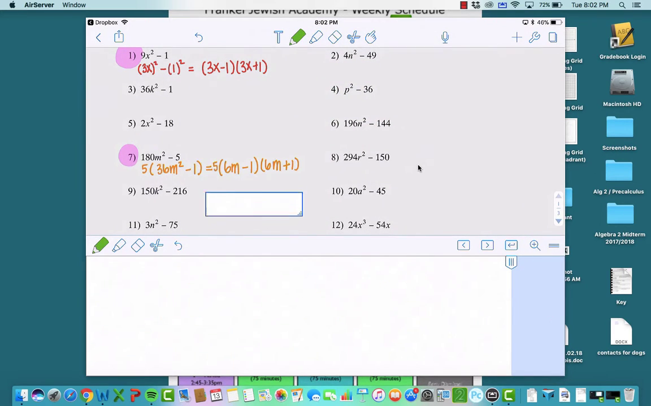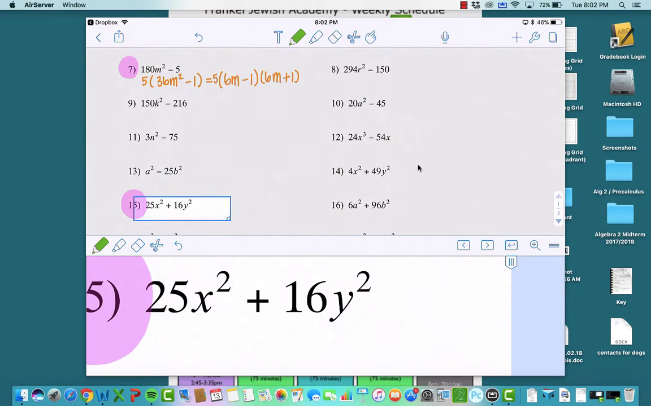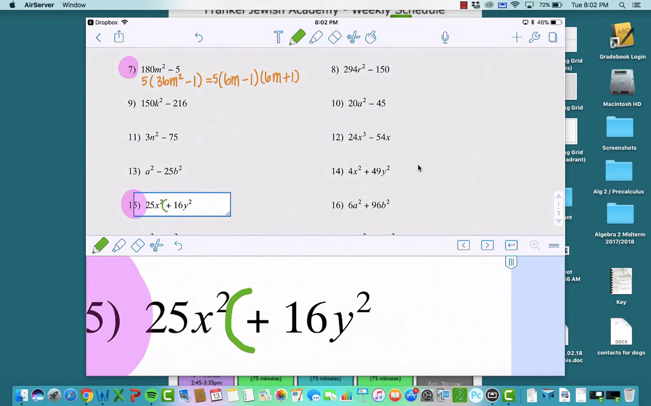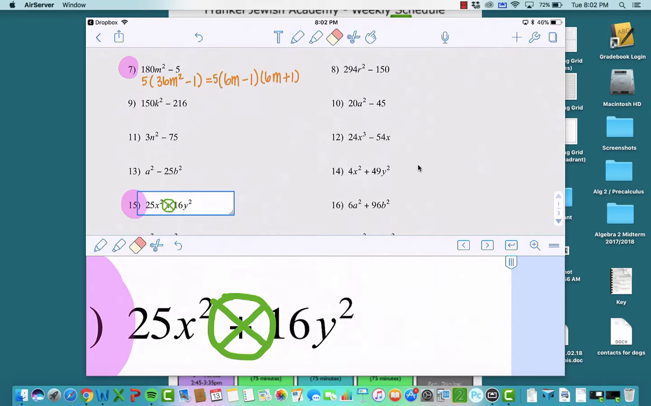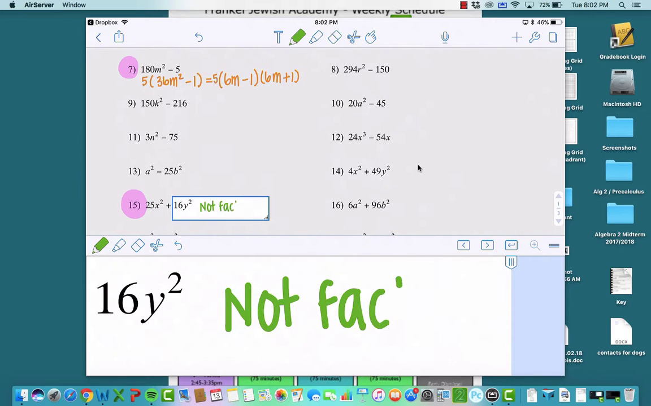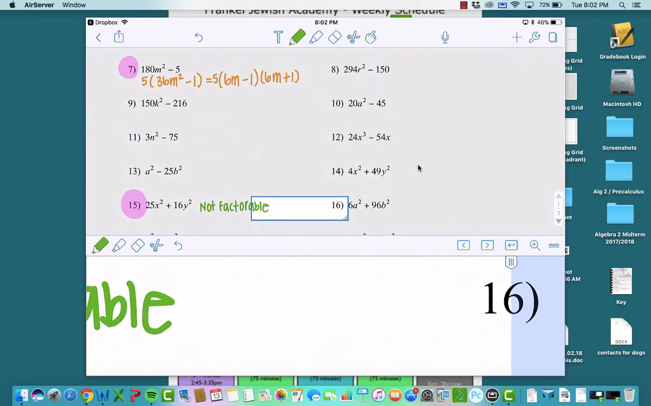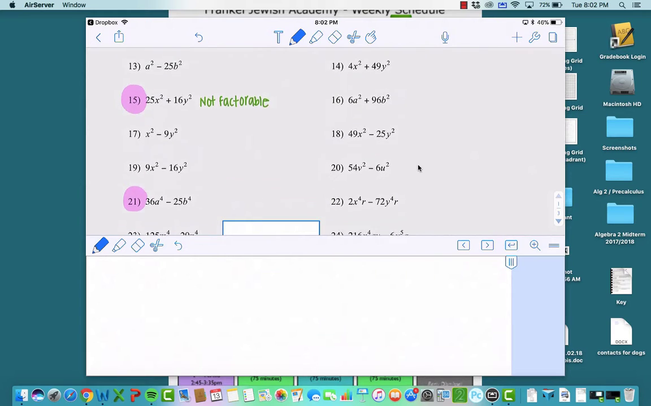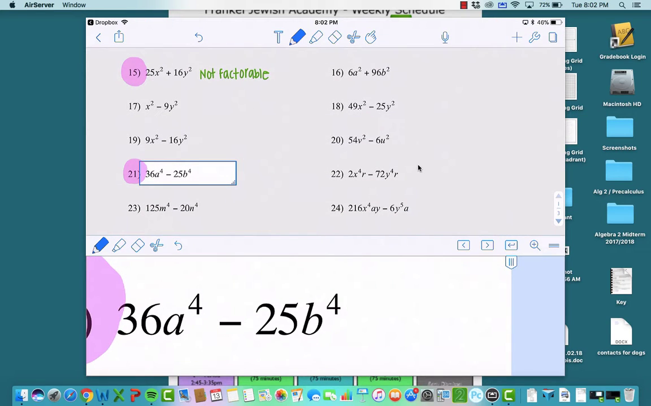And my next example is going to be real quick, because I look at it and it's 25x squared plus 16y squared. Whoa, there's a plus. We cannot use the difference of squares. No. So this is not factorable. Not factorable. Silly plus.